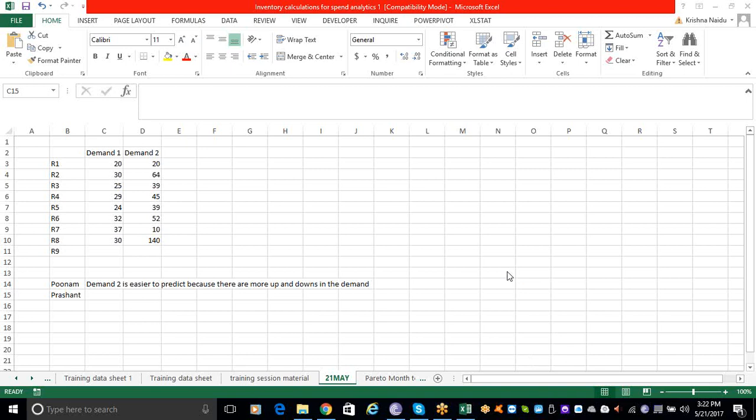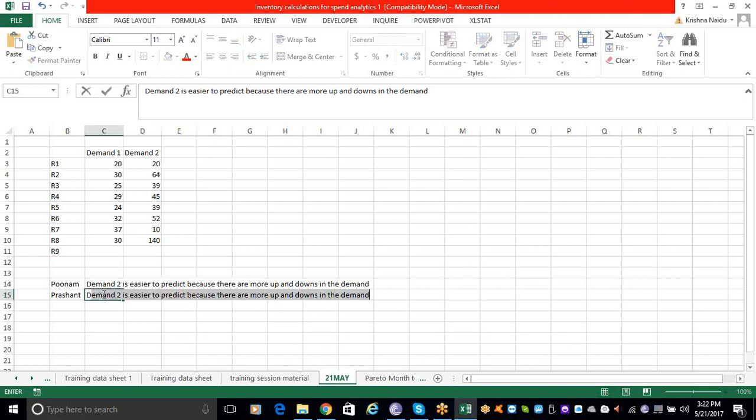Okay, great. So as per Prashant, demand one is easier to predict because demand one is having lesser variations. So Poonam, what do you think? Whether you are right or Prashant is right?